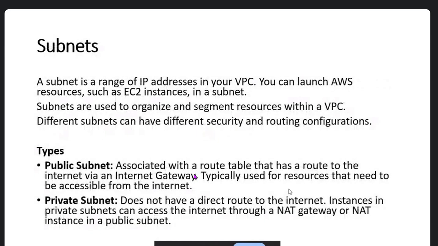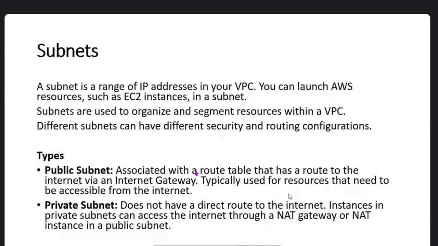Then subnet is a range of IP addresses in your VPC where you can launch EC2 instances. And subnets are used to organize and segment resources within a VPC. And different subnets can have different security and routing configurations.